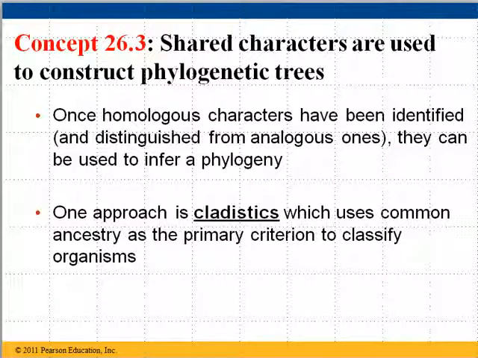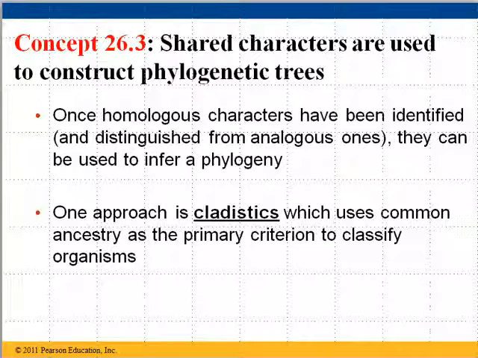Concept 26.3 says shared characters are used to construct phylogenetic trees. So let's get into the nitty-gritty of how we actually construct one of these charts or diagrams that shows this phylogeny. Once homologous characters have been identified and distinguished from analogous ones, they can be used to infer a phylogeny, an evolutionary history, or a stream that we can follow.